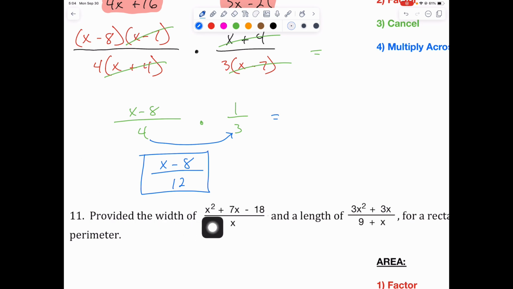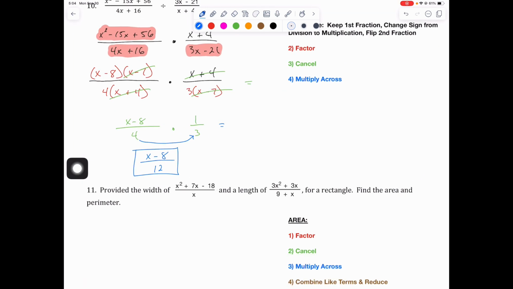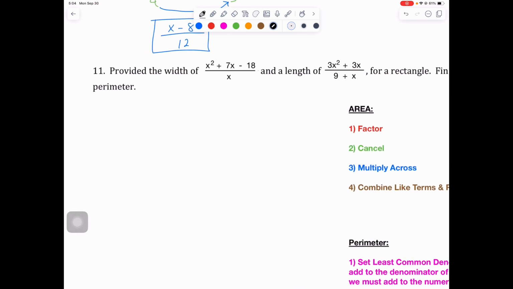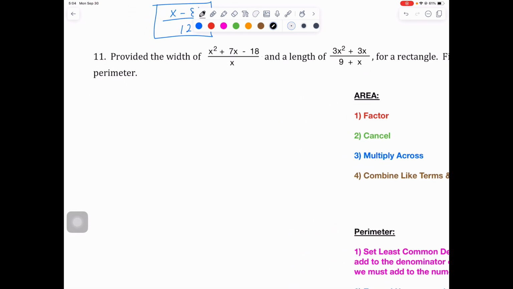Provided the width of x squared plus 7x minus 18 over x and a length of 3x squared plus 3x over 9 plus x for a rectangle, find the area and perimeter. This might be the most challenging of them all, only because, well, is it really that challenging? No, but does it take a little more effort? Some do more than others, but that's okay.